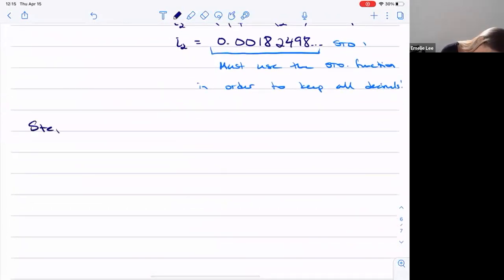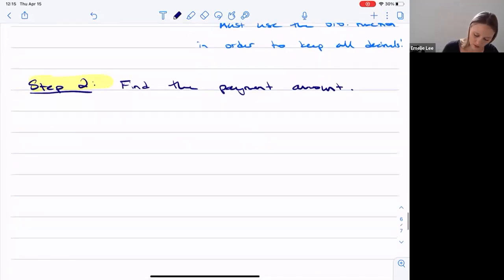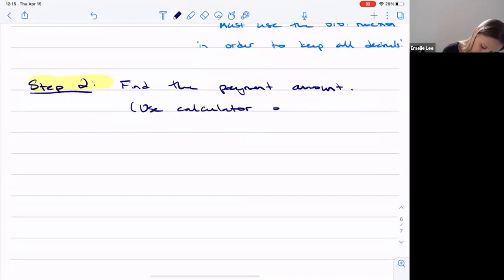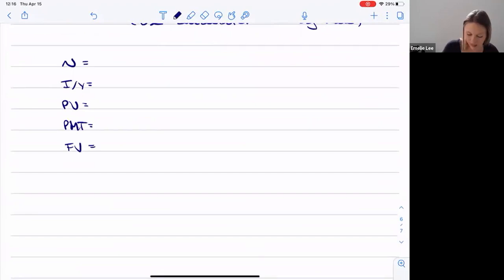So step 2, find the payment amount. And if you want to, you can do it by hand. I would, of course, prefer to use my calculator, so I'm going to use my calculator functions. Use calculator or by hand. It honestly doesn't matter to me, but in the interest of time, I'll use our calculator, and I would probably always use the calculator. And the interest per year, the present value, the PMT, the future value, and payments per year, the compoundings per year, and the mode.